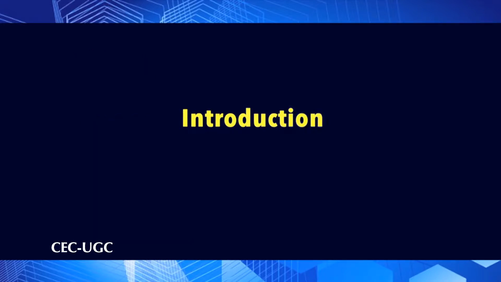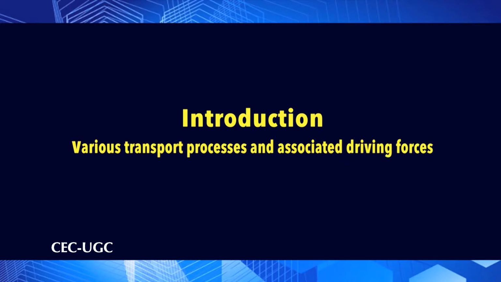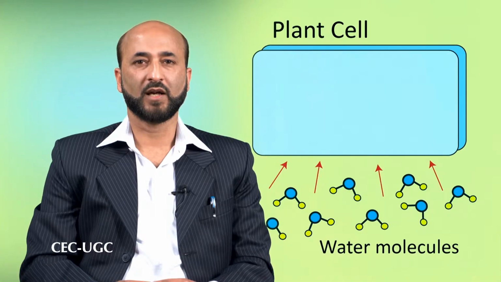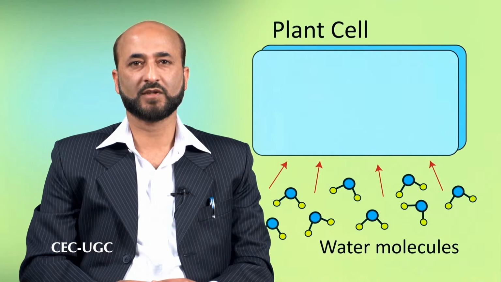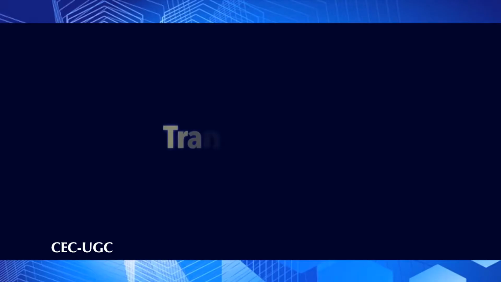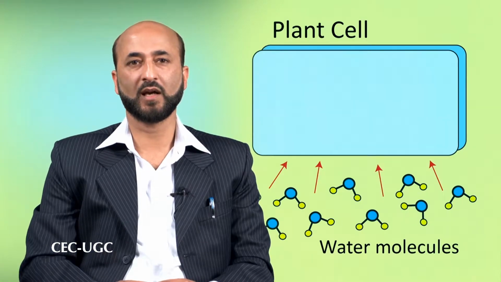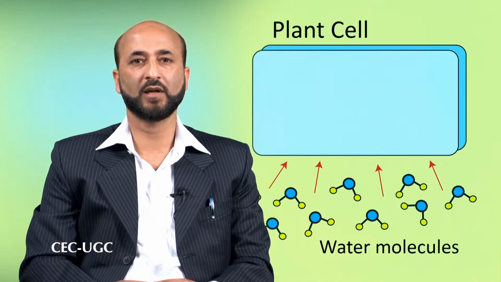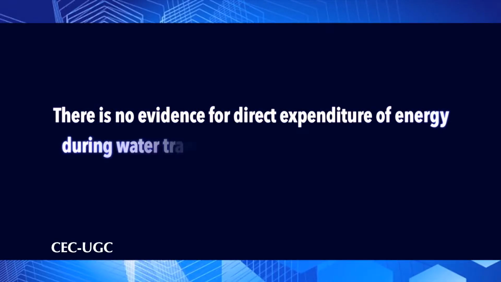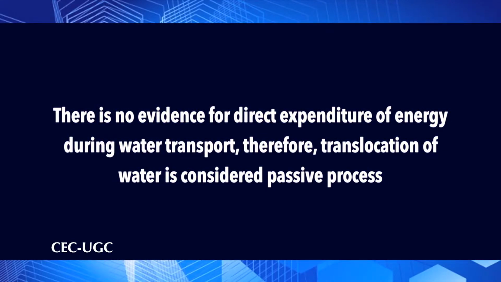First, let me give a brief introduction about various transport processes and the associated driving forces. We know that movement or transport of substances from one region to another is called translocation. Translocation may occur either by active or passive processes, depending on whether metabolic energy is used or not. There is no evidence for the direct expenditure of energy during water transport. Therefore, the translocation of water is considered a passive process.